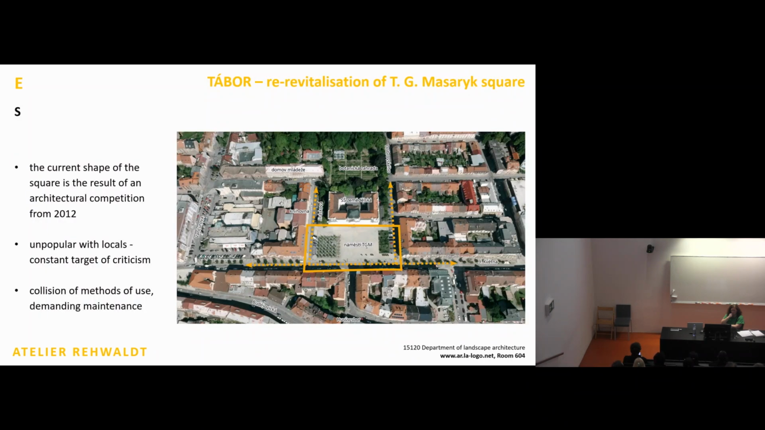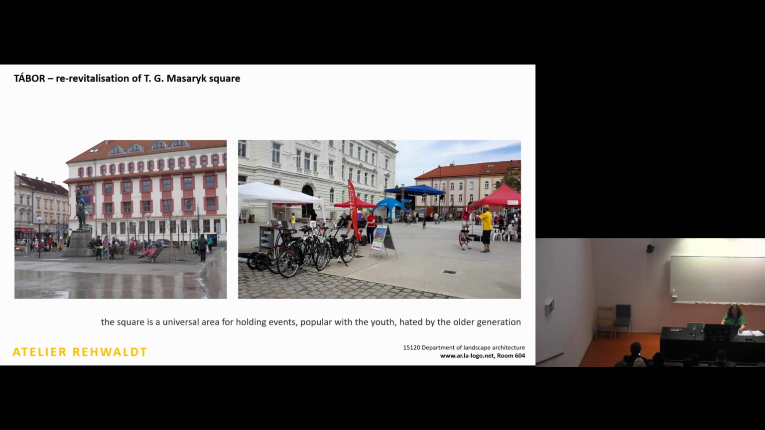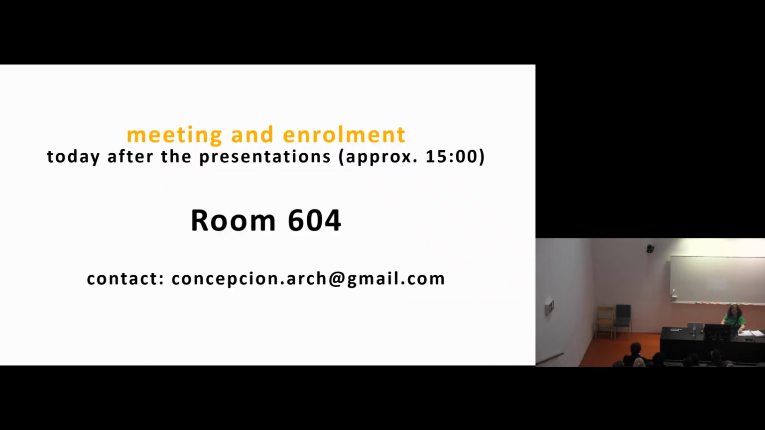And the last one is a small square, which was recently reconstructed, but the people are not very happy about it. It came out of a competition in 2012, and there are a lot of conflicts around it, and the city is interested in having some other ideas about the space. On the left is how it looks now, and on the right how it looked before the reconstruction.